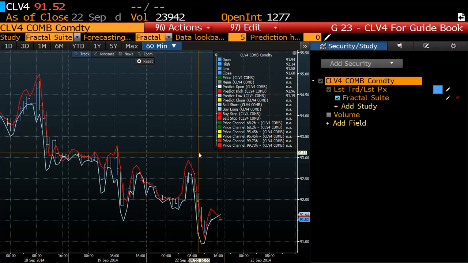So this is one simple way to begin with the Fractal Suite, and it's also a nice way to become familiar with one of the key components of how it works. So I'm going to end this video on the predictor note, and we will begin to explore other features of the Fractal Suite in the next video.